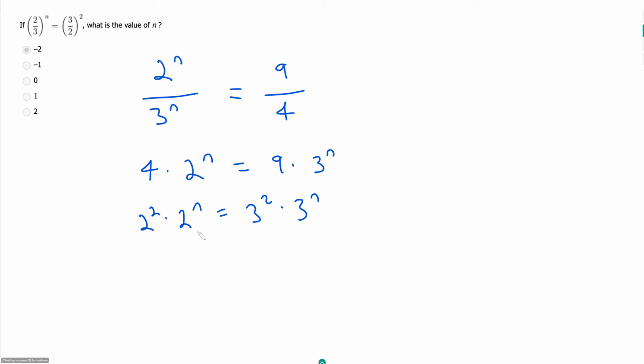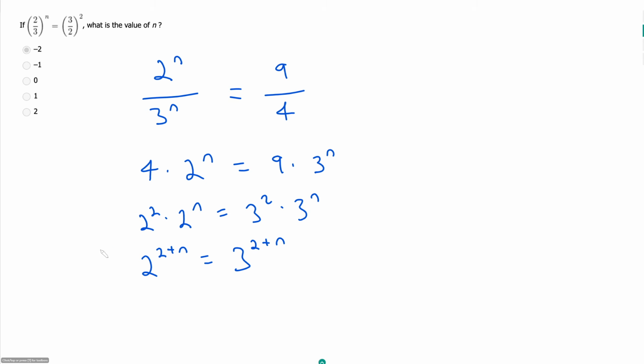And now, since we got the same bases on the left and right side, I just gotta add my powers. So 2 squared times 2 to the n should be 2 to the 2 plus n, and that should be equal to 3 raised to the 2 plus n. And that's about as far as I can go.